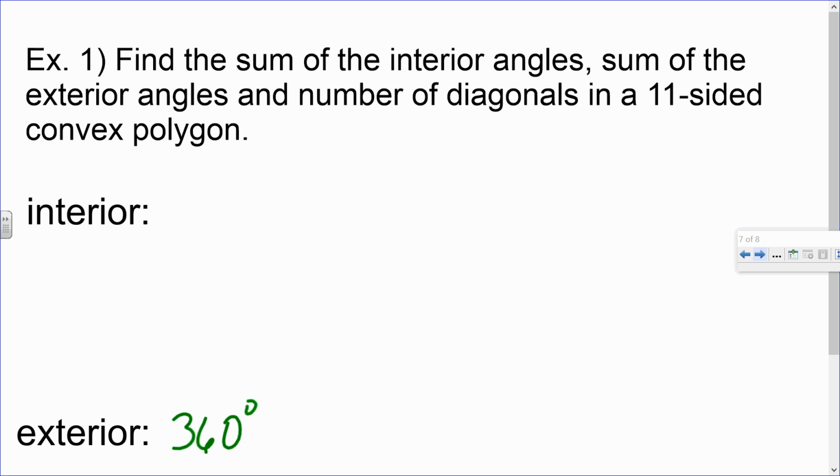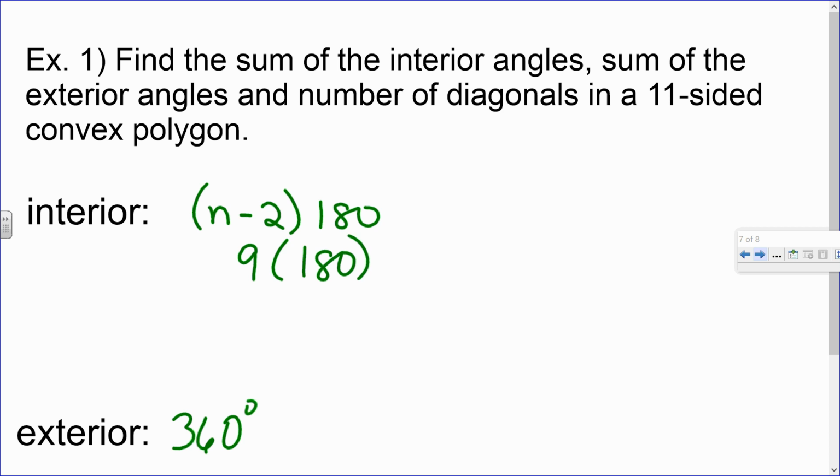Interiors, what is the formula? N minus 2 times 180. Excellent, n minus 2 times 180. If n is 11, we are looking at 9 times 180, so help me out. What does that get us? 1620. And we will label that degrees. And label that that was the sum of the interior angles.